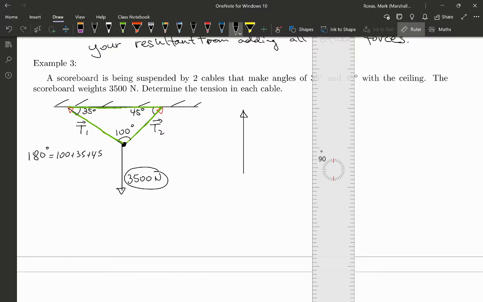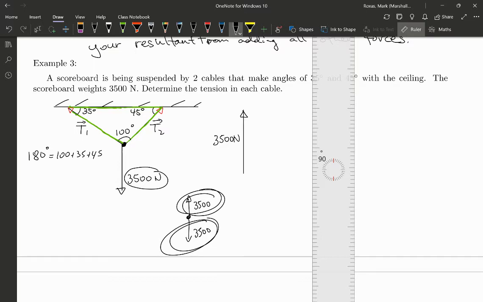So T1 and T2 have to add up to 3,500 newtons pointing up. Because if you have an object with 3,500 newtons down, to keep that scoreboard in place, you need a force acting up, 3,500 newtons. It's Newton's law, right? Whatever force acts on an object has to be balanced by an equal and opposite force. So 3,500 balanced with 3,500. This one comes from the weight of the scoreboard, and this 3,500 pointing up has to come from the two cables holding it up.